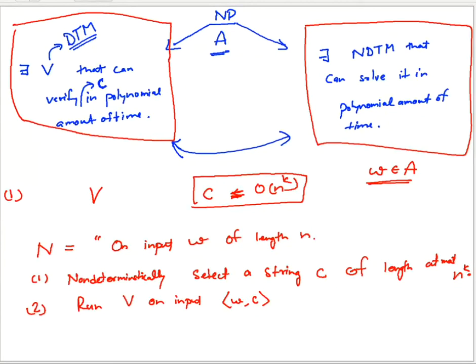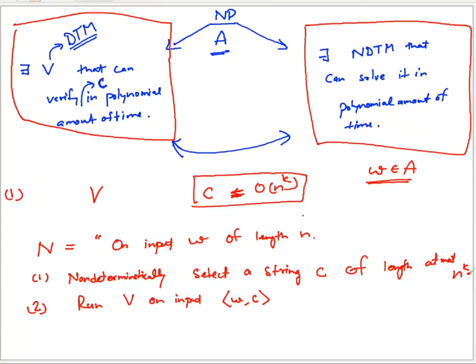N equals, on input w of length n. Okay. So this is the Turing machine that we designed: on input w of length n, you are non-deterministically selecting a string c of length at most n to the power k, and then you are running your verifier on this w, c. Your step 3 is simple: if V accepts, you accept, otherwise reject.